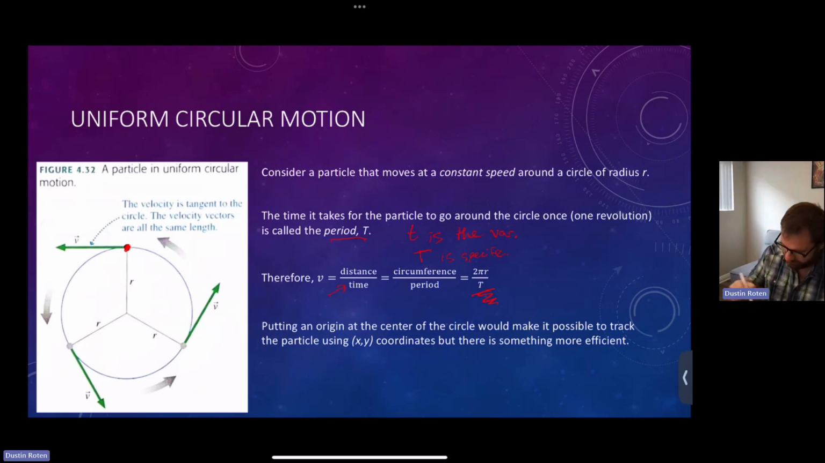Now we could put an origin at the center of the circle, okay? We could do this and track the position of the particle in an X and Y coordinate grid. I've done it before. I've written out the math to track a particle that's moving in circular motion, but in Cartesian coordinates, it's terrible. Don't do it. There's a much more efficient way to actually keep up with where this particle is. So what we're going to talk about today is essentially this much more efficient approach instead of trying to do this in Cartesian coordinates.